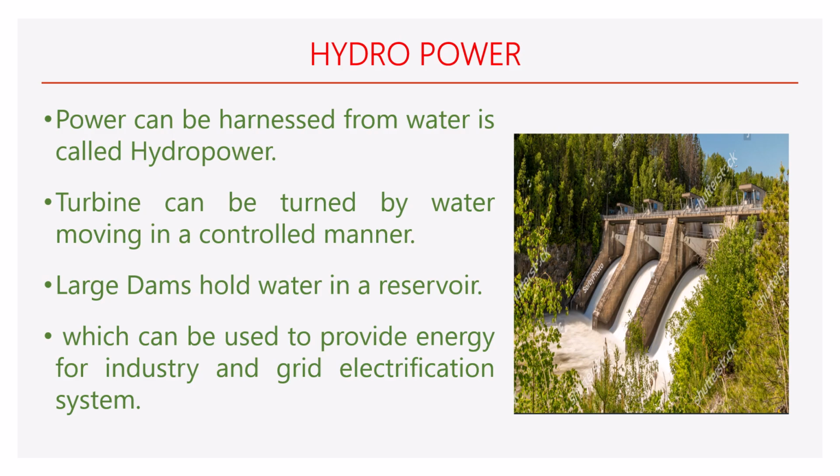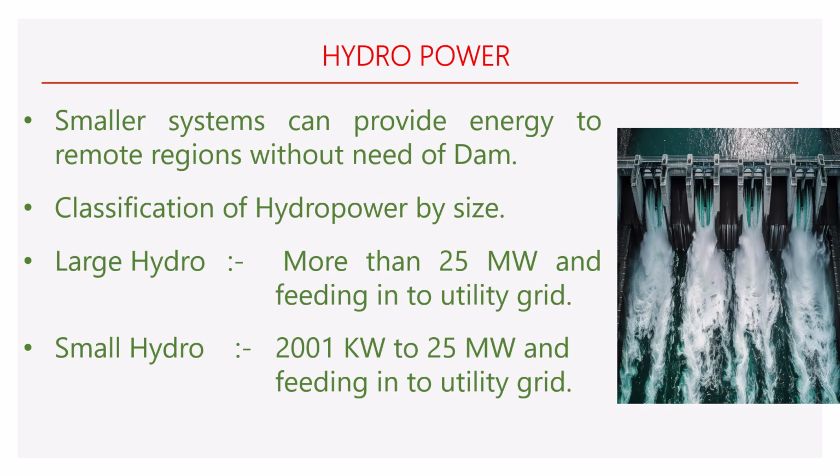Now hydropower. What is hydropower? Power that can be harnessed from water is called hydropower. A turbine can be turned by water moving in a controlled manner. Larger dams hold water in a reservoir, which can be used to provide energy for industry and grid electrification systems. Smaller systems can provide energy to remote regions without need of them.